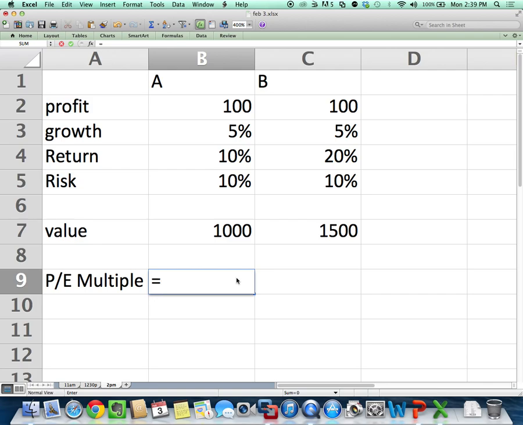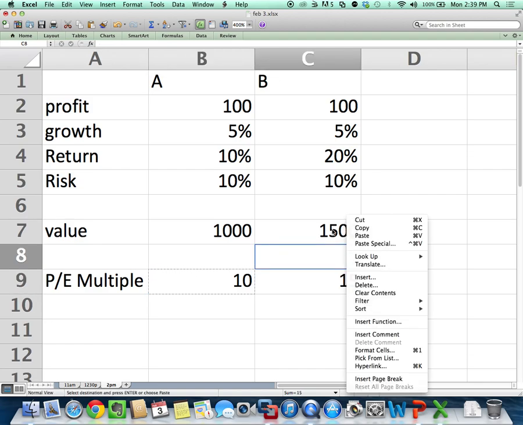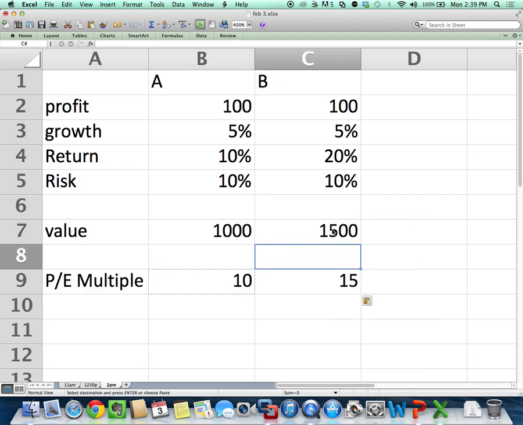So how much would we pay for A? We'd pay 1,000, or a billion. And then we would have profit of 100. So they would trade at a PE of 10. And they would trade at a PE of 15. That is really where multiples come in. Multiples are not some completely different topic. It's very related to the core cash flow valuation.